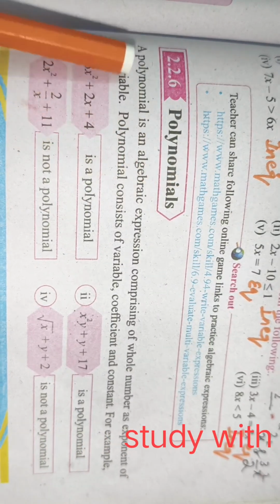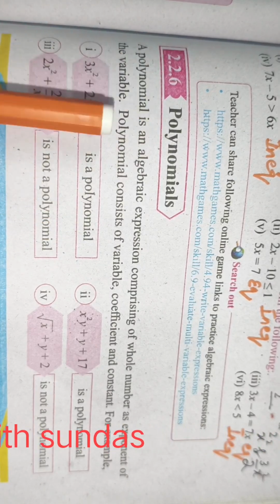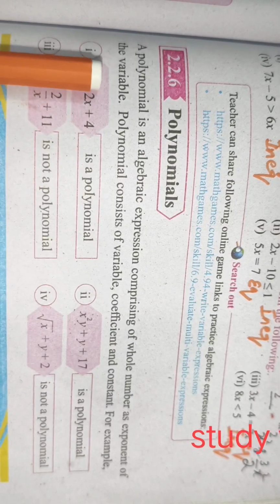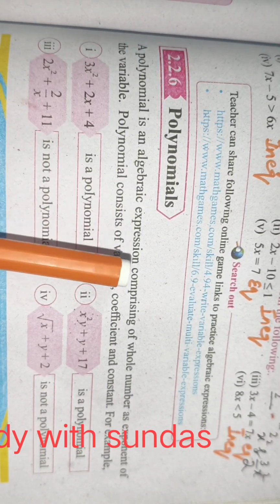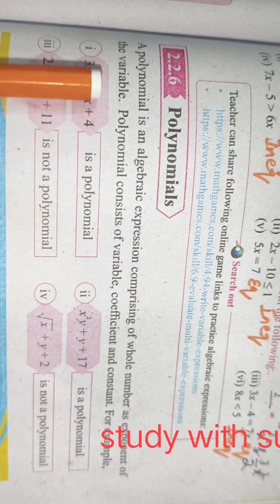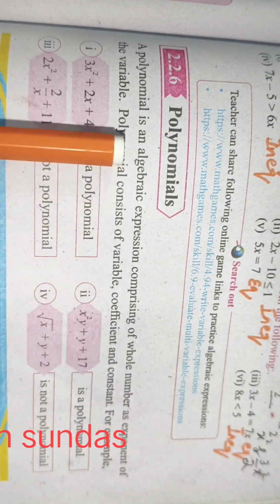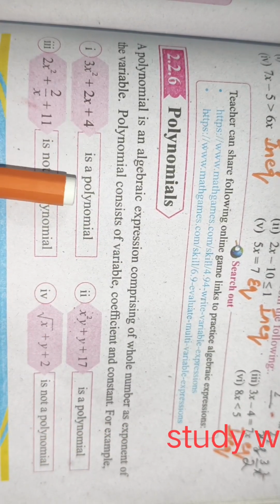So our today's topic is polynomials. First of all, हम देखते हैं polynomial होते क्या है. इसकी definition के according polynomial एक algebraic expression है जो कि whole number as exponent of the variable को contain करती है. Okay, so polynomial is an algebraic expression comprising of whole number as exponent of the variable. Polynomial consists of variable, coefficient and constant like the algebraic expression. For example, 3x square plus 2x plus 4 is a polynomial.